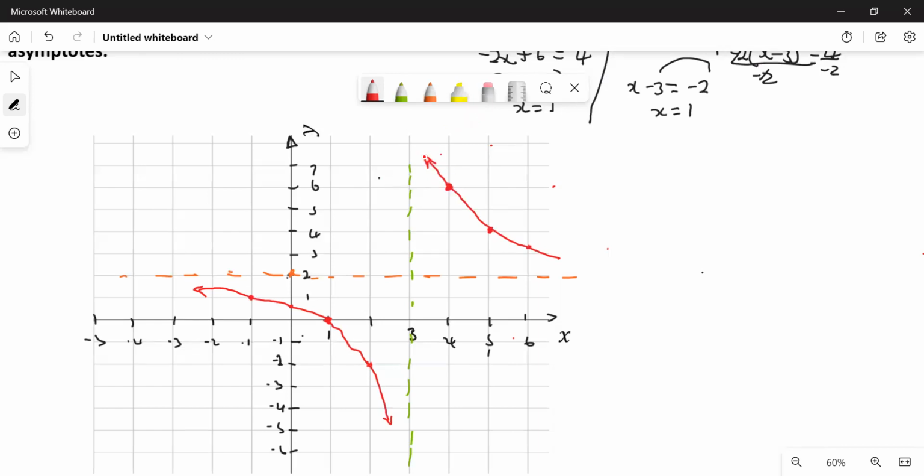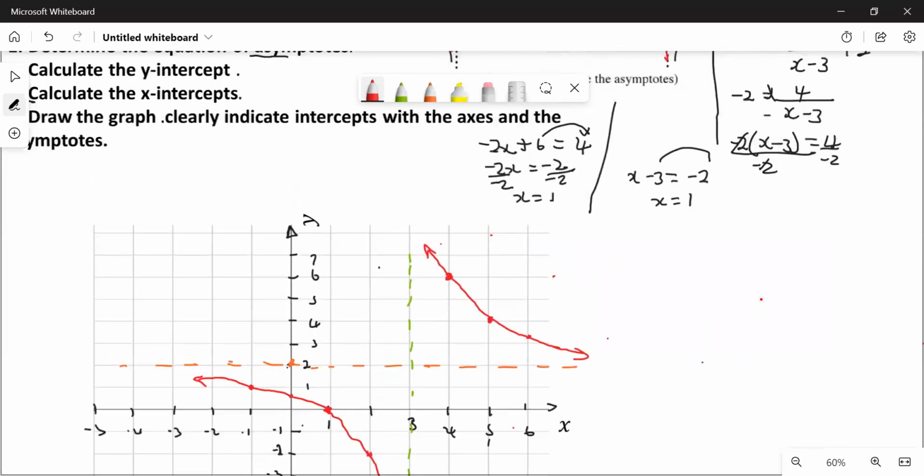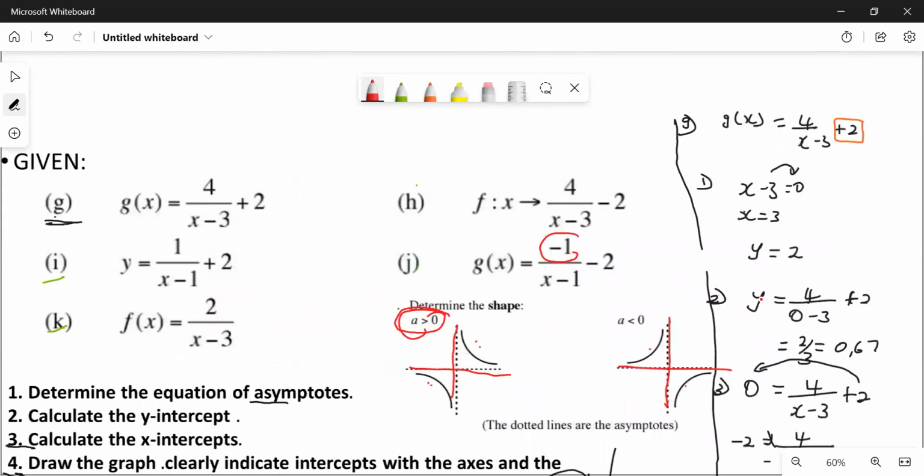So I'm simply going to say I'm approaching the green line, but I can't touch it. And then from this side here, I'm not approaching green, but I'm approaching the orange one again. So I'm going to approach the orange one, but I cannot touch it. And then this is how my graph is going to look like. Now from here onwards, this is you then. We said we're doing number I and K again.